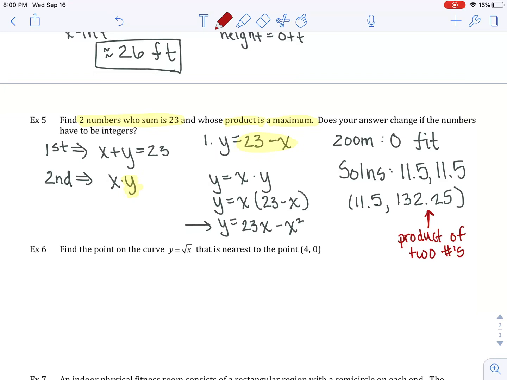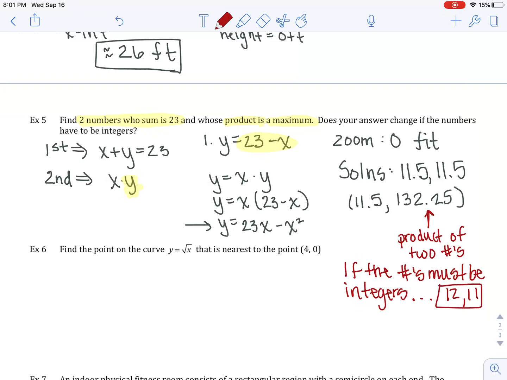132.25. So the second question said, does your answer change if the numbers have to be integers? Well, yeah, because 11.5 is not. So if the numbers must be integers, I'm going to say 12 and 11. If they do not, then I'm just going to say it's 11.5 and 11.5.